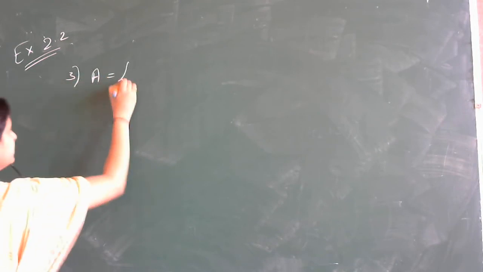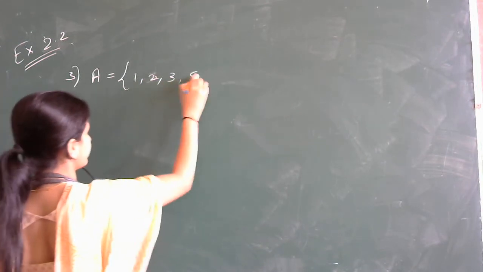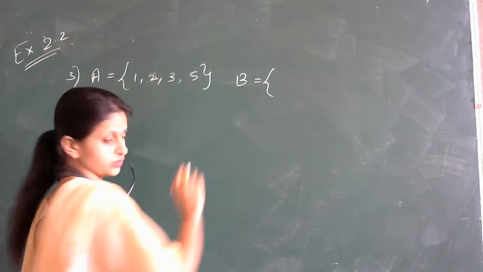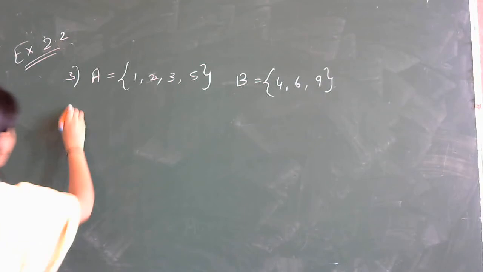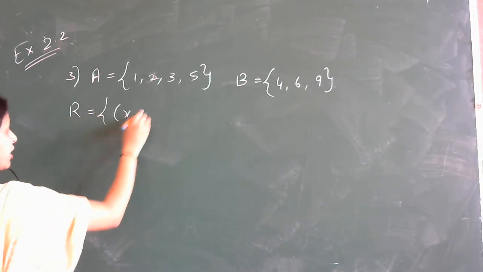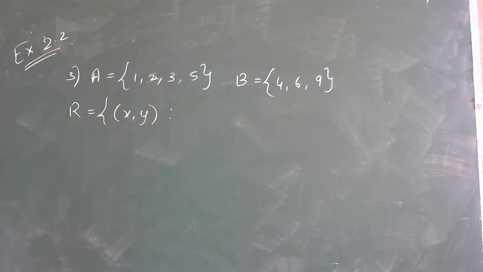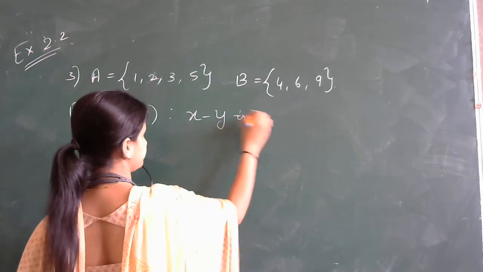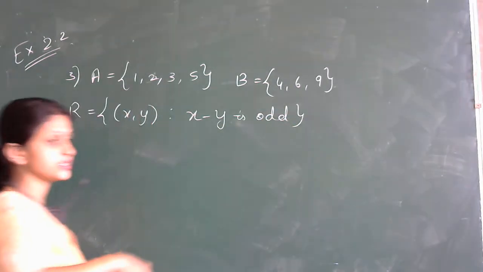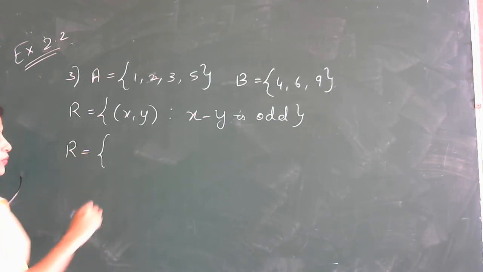So set A is given, it consists of 1, 2, 3 and 5. B consists of 3 elements, that is 4, 6 and 9. The relation R is defined as all ordered pairs (x, y) where x belongs to the first set and y belongs to the second set, such that the difference between x and y, that is x minus y, is odd. Now we have to write this relation in roster form. So let us take this one by one.